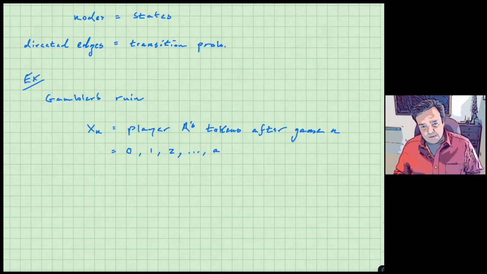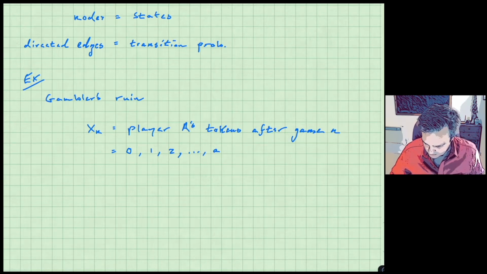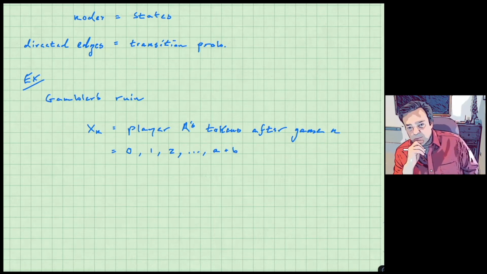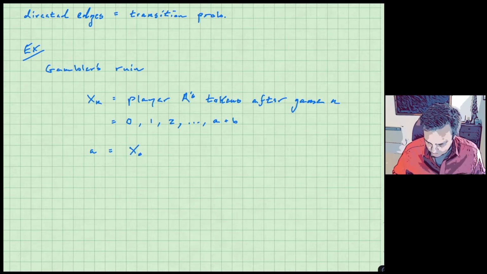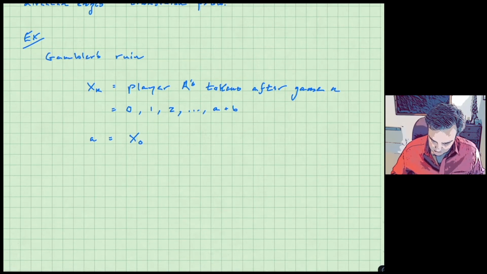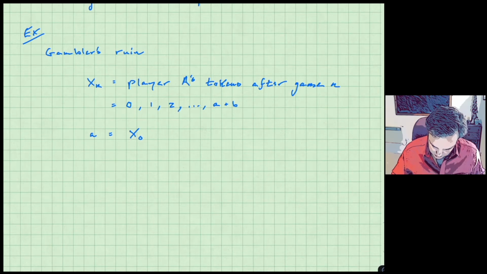But it can be more than that, right? They can win tokens from player B. So it can get to, at most, A plus B. And if that happens, then player A has won the game. So again, I'll just remind you, A is equal to X0. That's player A's tokens at the start of the game, or before the first game, after game 0. And B is equal to player B's initial tokens.